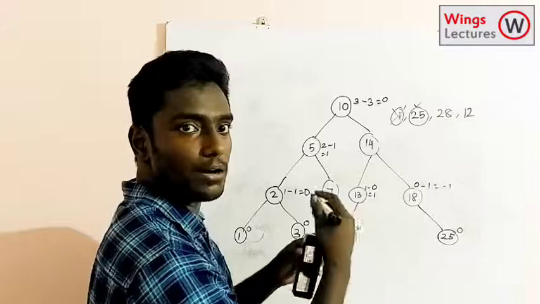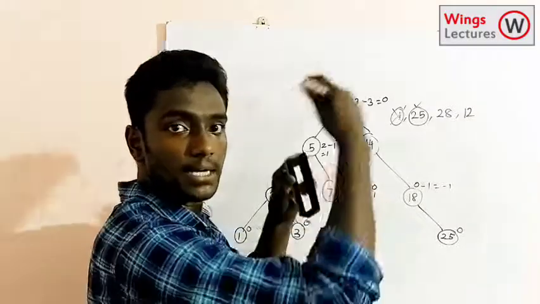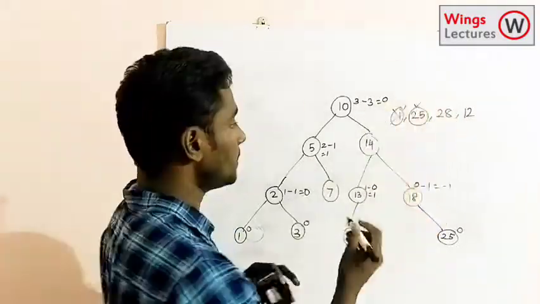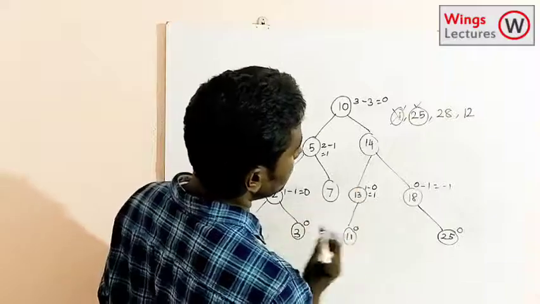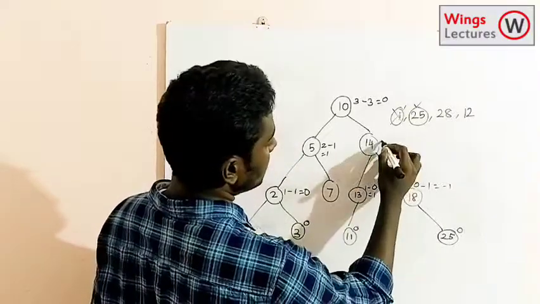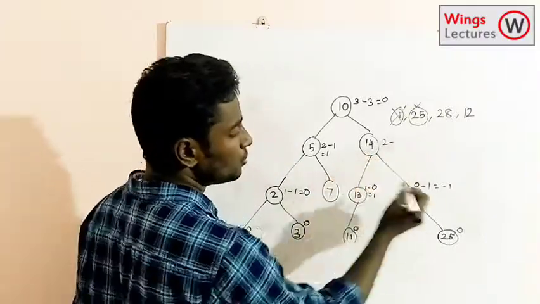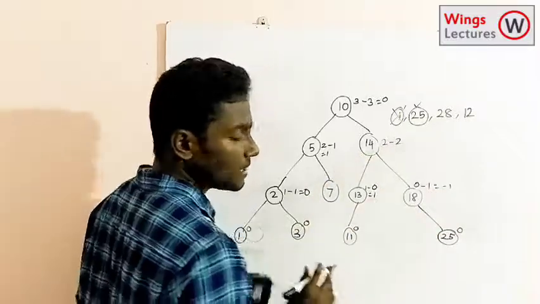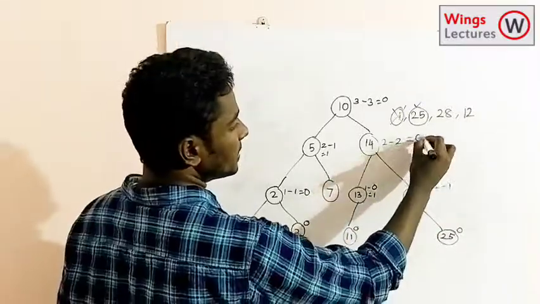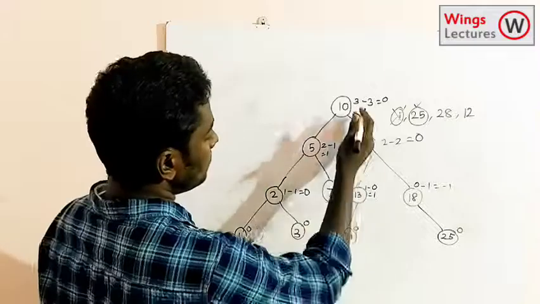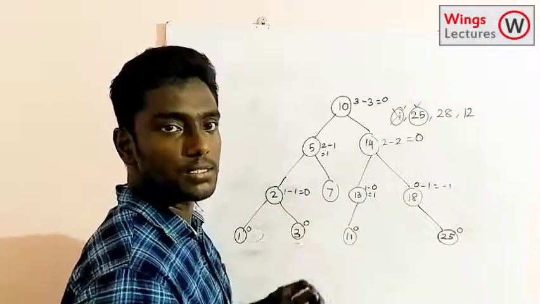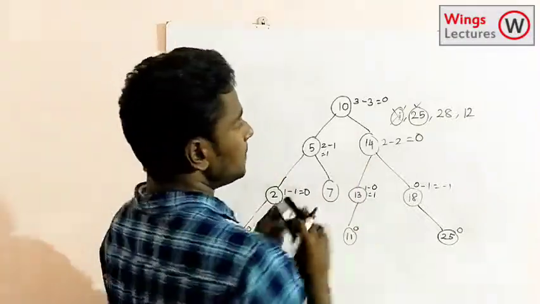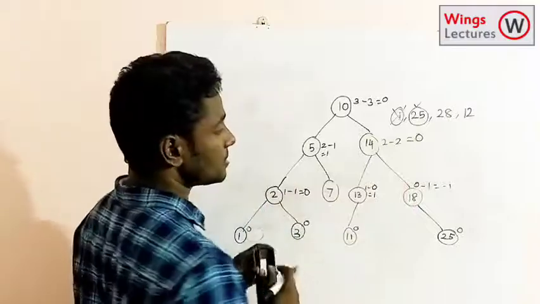You have to find the balance factor up to the root node. The balance factor of 14: the left subtree height is 2 and the right subtree height is 2. So no problem, the balance factor is 0. Now for this one also it's satisfying. So there is no collision, so we can go for the next insertion.